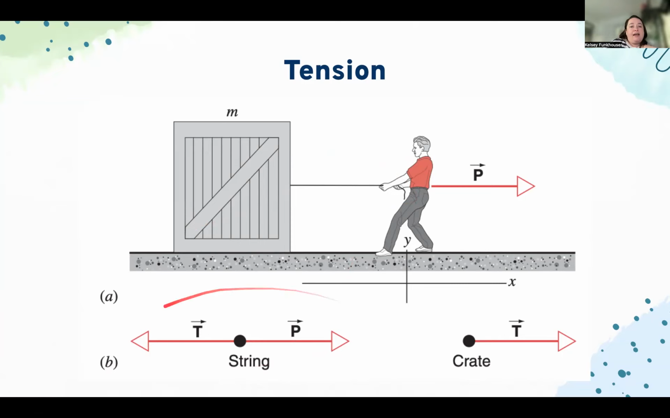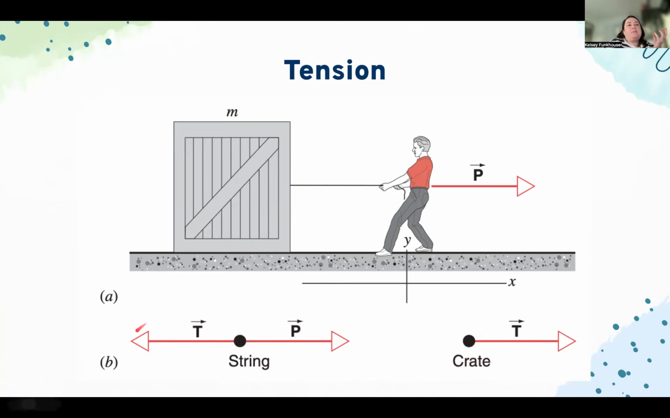So we can look at the partial free body diagrams for the string and for the crate. And from the size of the vectors, we can see that the pulling force of the worker is equal in magnitude to the tension force in the rope. And so here's the string or rope and then the free body diagram for the crate.